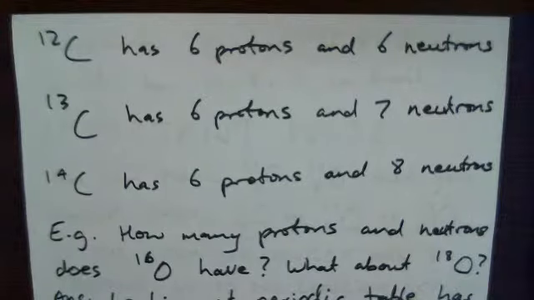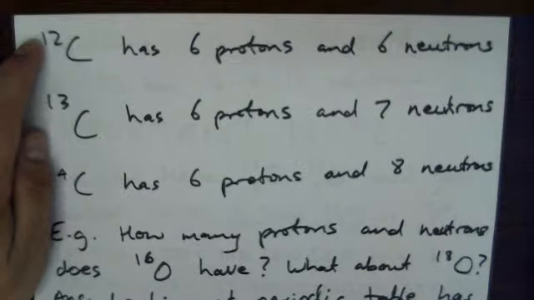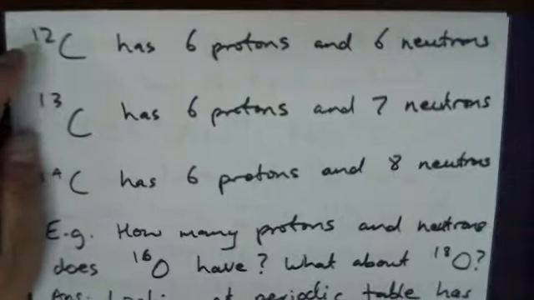So as we've discussed previously, if you want to calculate the number of neutrons, all you do is you get the mass number, take away the atomic number, which in this case is 6, and that would tell you the number of neutrons.